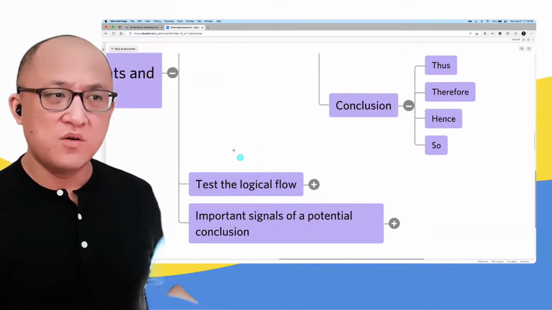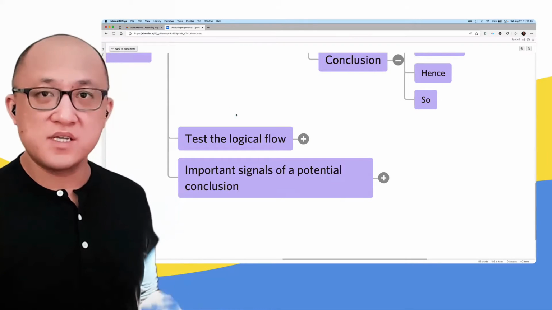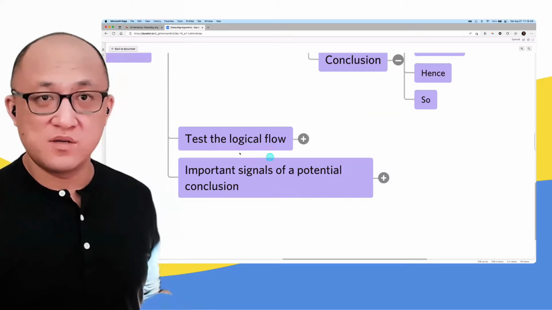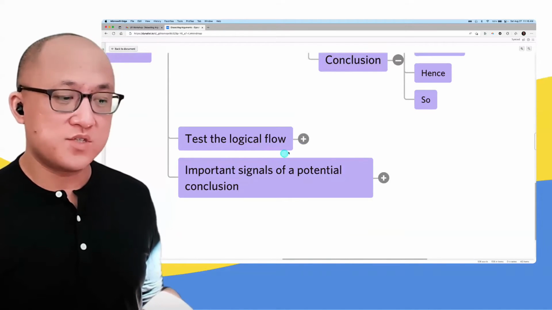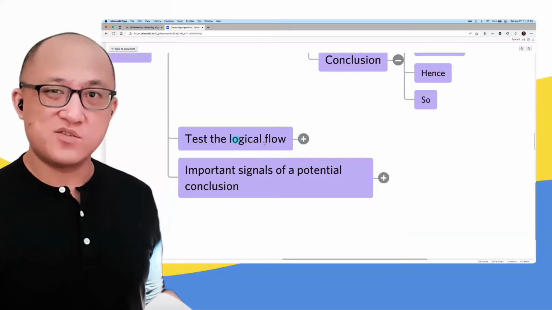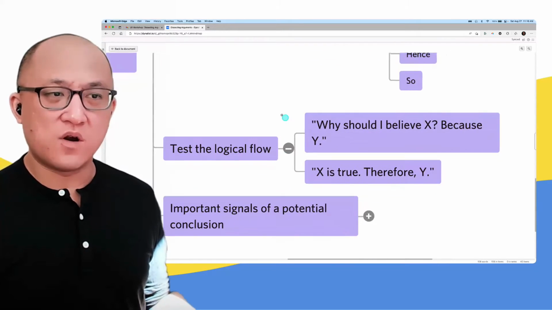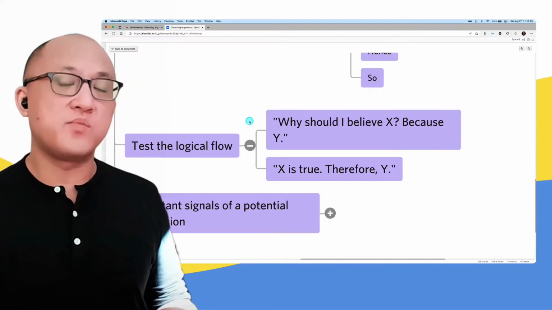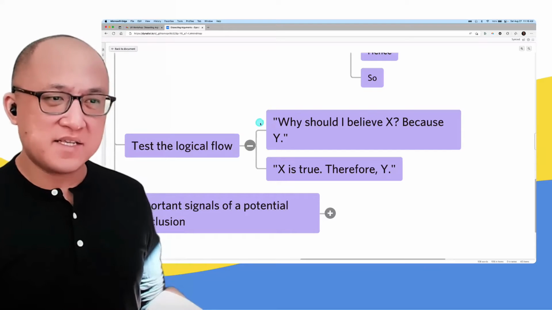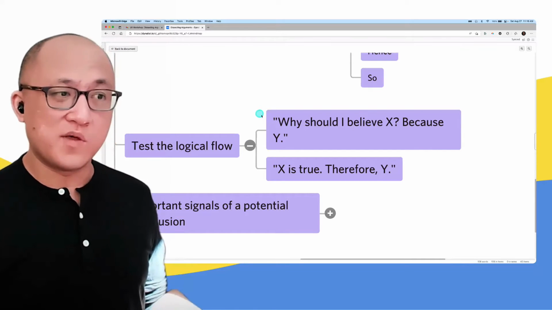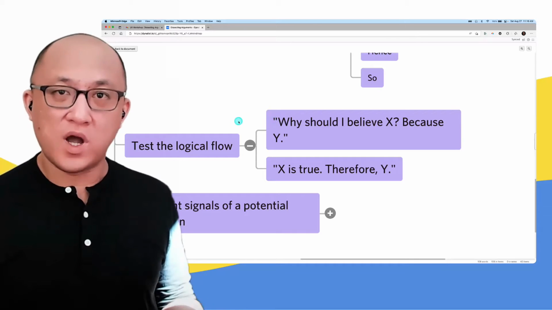Okay. What's another way to identify what is a conclusion and a premise? This is probably the most important way to do it because you don't always get those structure indicator words, right? We can test the logical flow of the statements. And basically here are two examples of how to do that. If you are considering whether X supports Y or whether Y supports X, you can ask, why should I believe X?